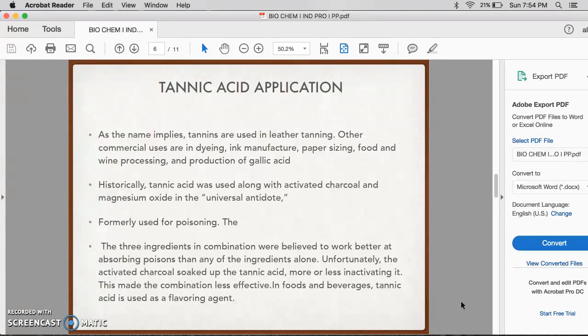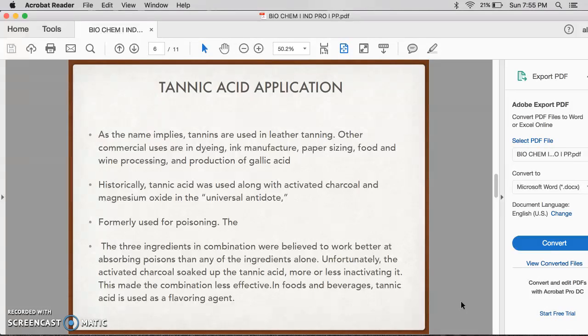This is interesting to me because, as a side note, I know of many people that will take charcoal pills for toxins, and I have seen ones that list tannic acid. So it was cool to learn that although it was formerly used for poisoning, the three ingredients in combination were believed to work better at absorbing than any other ingredients alone, but unfortunately that was not the case. The activated charcoal soaked up the tannic acid, making it less active. This made the combination less effective.